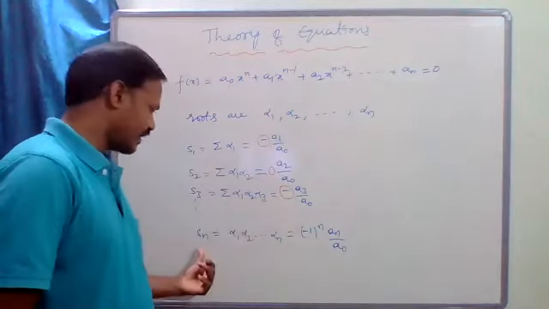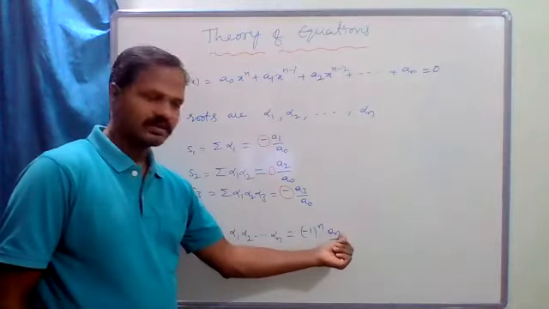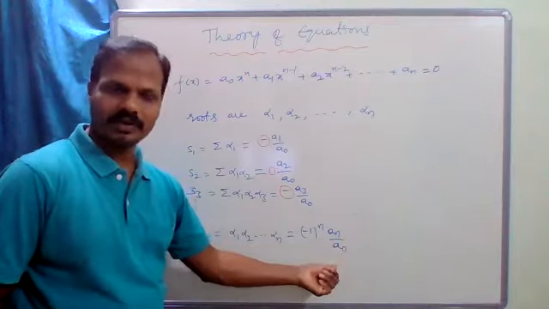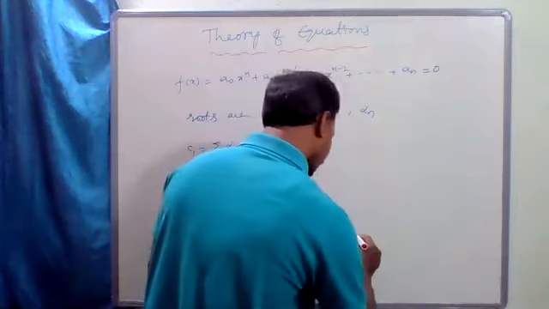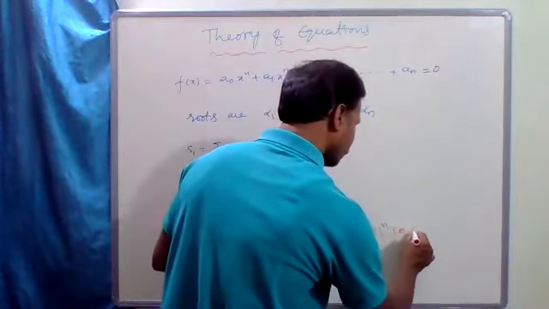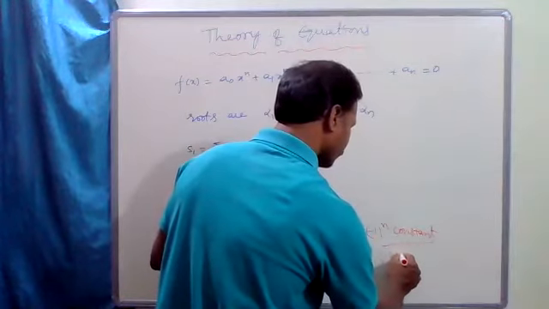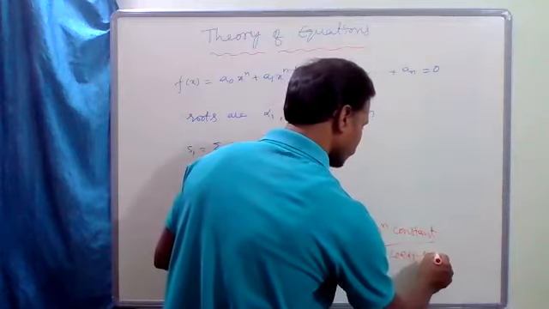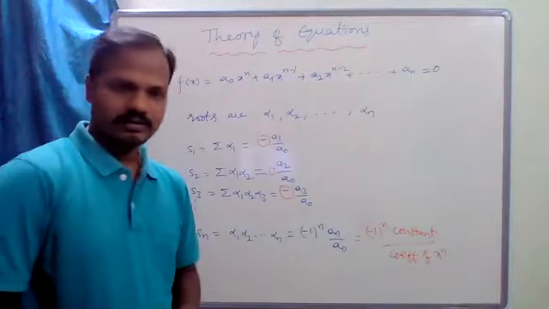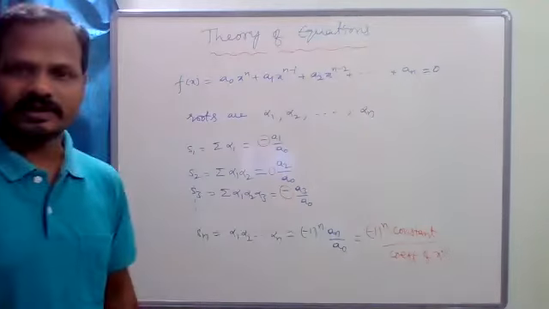So at the nth term, minus 1 power n, the constant by the coefficient of x power n. So this is nothing but minus 1 power n, constant by coefficient of x power n.